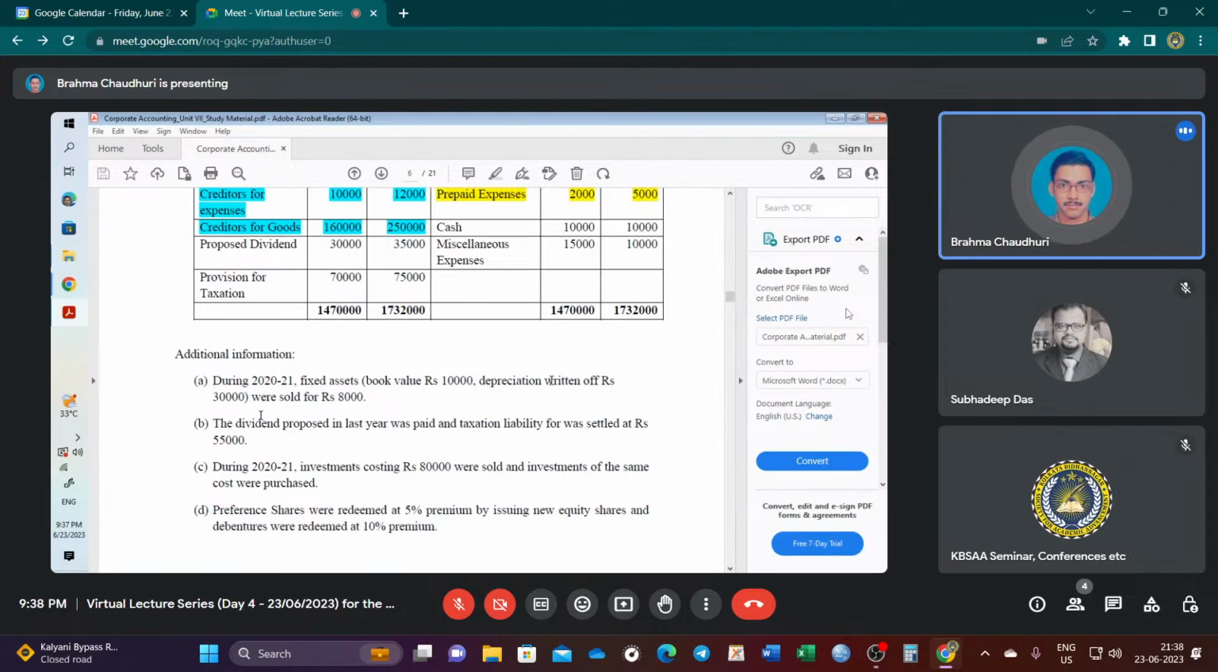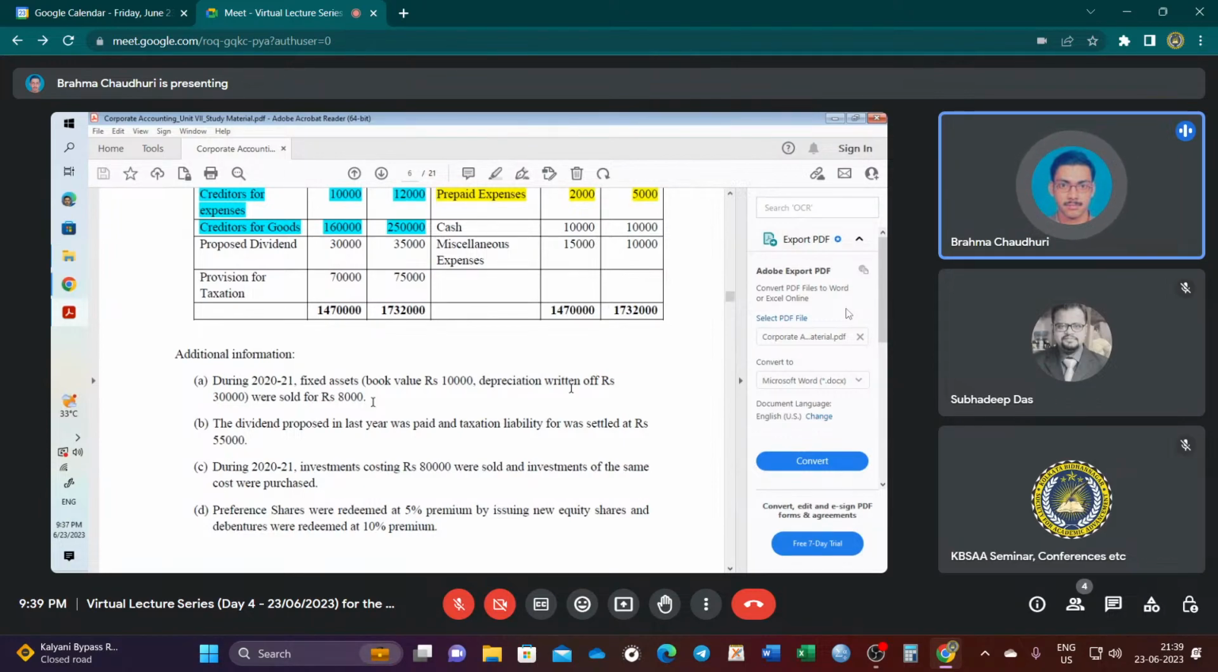From this 40,000, depreciation of 30,000 has already been written off, and the book value was 10,000, and it was sold for 8,000. So there was a loss on sale of fixed assets of 2,000. So that we will have to show by preparing a ledger account of these fixed assets. We can also prepare a disposal account for sale of fixed assets, and we can show how much profit or loss has been generated due to this sale or disposal of fixed assets.